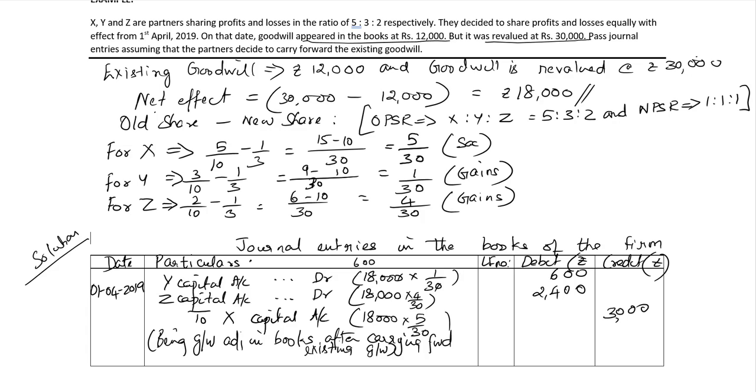So this is the answer when goodwill needs to be carried forward. We don't need to pass the journal entry for writing off the 12,000. We'll just give net effect to 18,000, which is the revalued amount of goodwill minus the amount of existing goodwill.